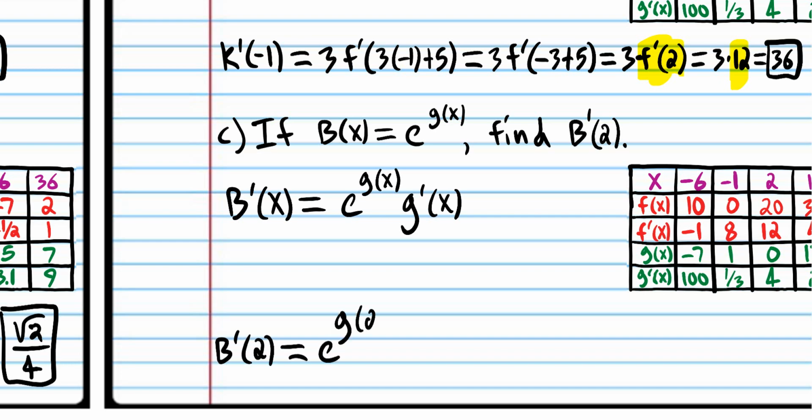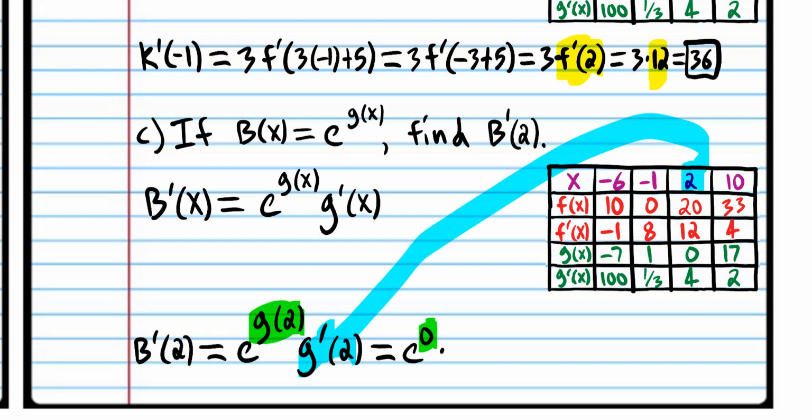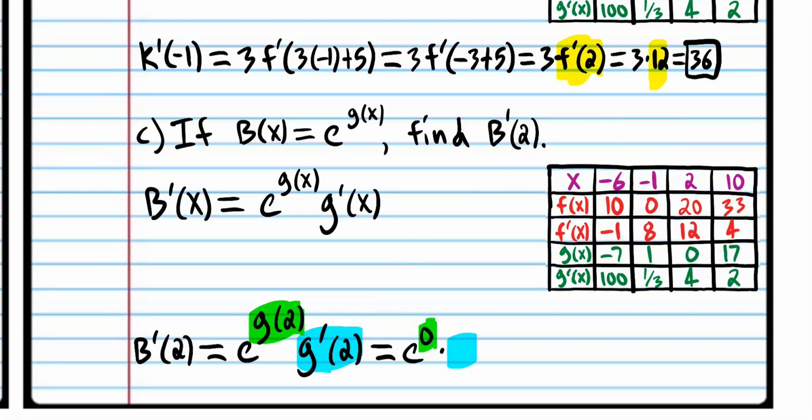So now we just have to find h prime of 2. So we just replace x with 2. And now we go to our table. If x is 2, then what is g? Well, that's 0. So we have e to the 0 power times, if x is 2, what is g prime? Well, that's 4. So all of that becomes 4. Anything raised to the 0 power is 1. And there we go, we have our answer.